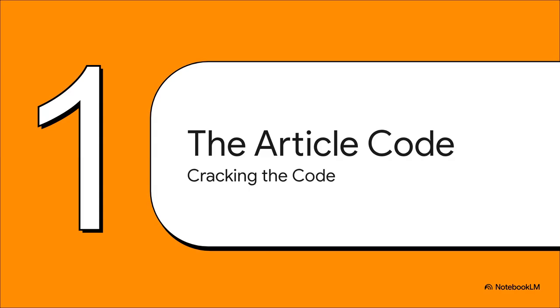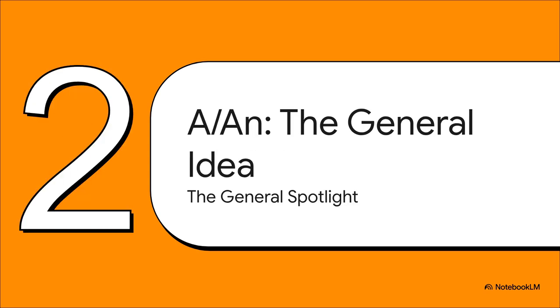To really crack this, we're going to break it down into three simple parts. Think of it as a code. We'll start out with the most general ideas, and then we'll zoom in and get more and more specific as we go. First up, we've got a and an. These are what we call the indefinite articles. This is our wide, general spotlight.